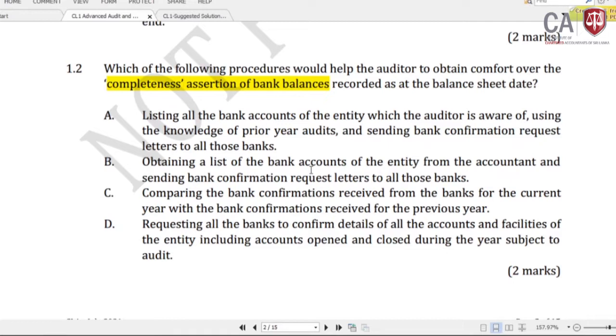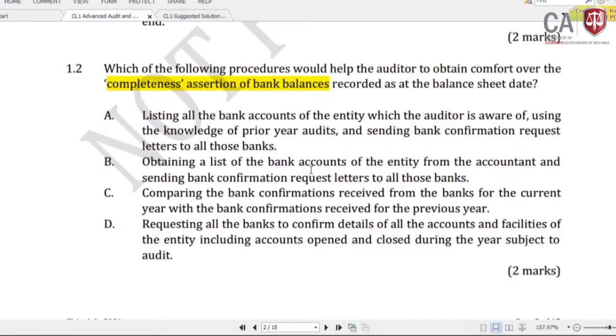So what would have been the most appropriate audit procedure for that? Even without looking at the four answers, you can tell this if you have done chapter number 11, cash and bank balances, properly: bank confirmation. If you have learned properly, even without looking at the answers, you can tell the answer.